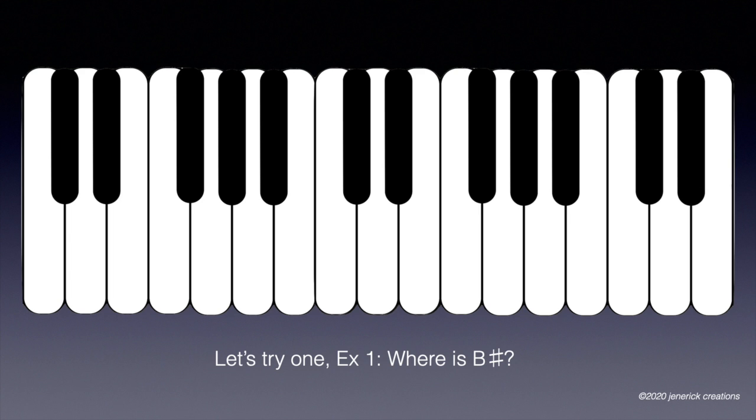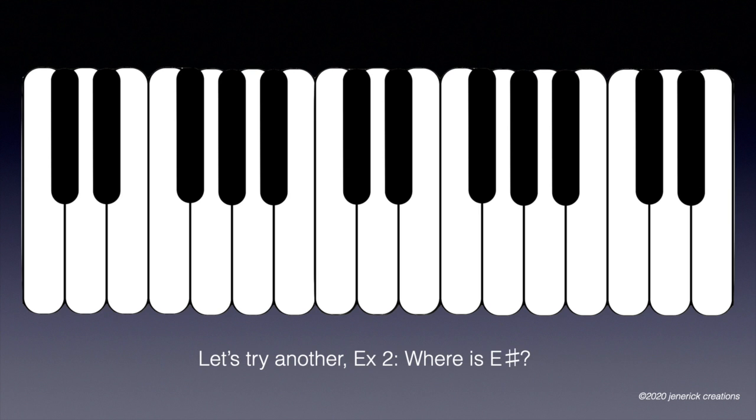So let's try one. Where's B sharp? Again, until you can recognize these things on sight, find C and then count either backwards or forward through the alphabet to find the notes. There's B, and normally for sharp, in the old way of thinking, we'd go up and to the right, but there's no black key there. So instead, we go to the next white key, and that is C. So B sharp is C natural. That's the enharmonic equivalent.